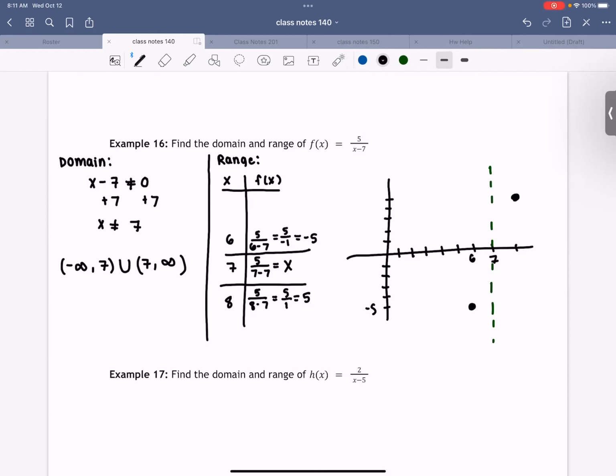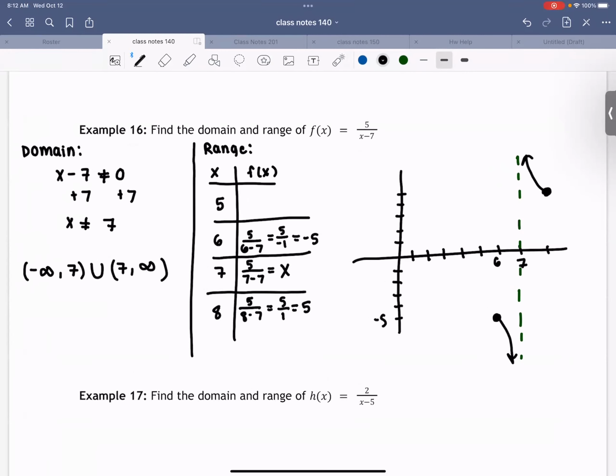Now, I kind of know what the graph looks like. I know it's going to have that shape, and I know it's going to go down. Looking at what we have so far, I'm not actually sure how far down this function is going to go, right? So maybe I should plot a few more points and see what happens. I know that this graph gets closer and closer to the vertical asymptote, but I don't know what it gets closer and closer to as we go to the left and to the right. So why don't we plug in 5? 5 is a good one, right? We already plotted 6 and 8.